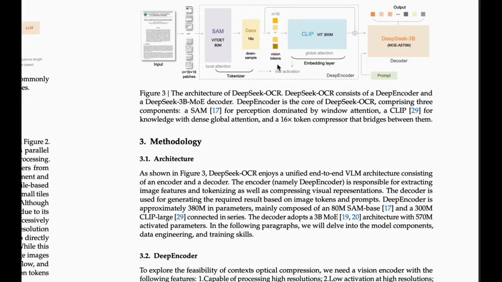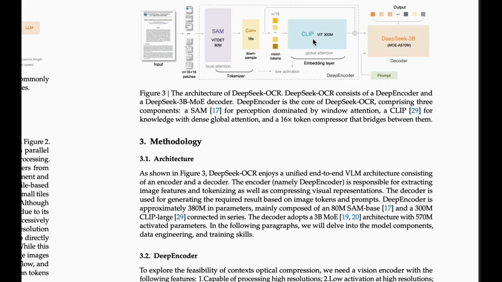Now in the global attention, the CLIP that they have mentioned, it takes those 256 tokens and uses the CLIP large model, which is around 300 million parameters. Now it does the full global attention, and all this global attention is going to happen only on 256 tokens, which is very much manageable.